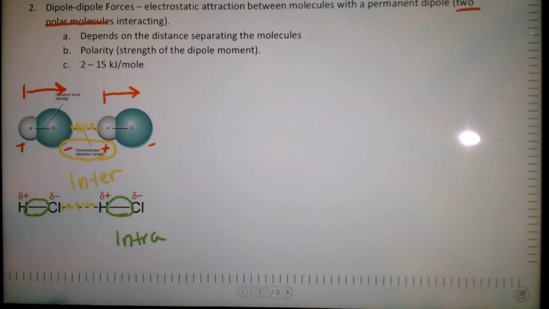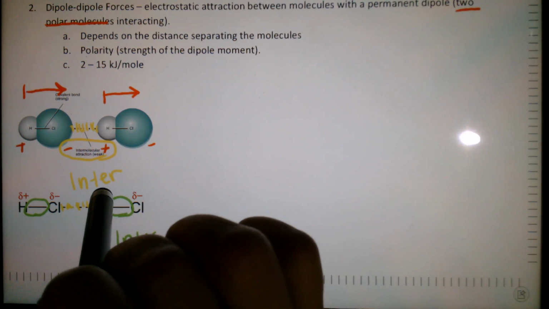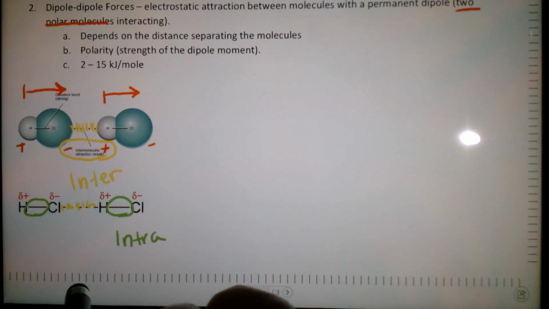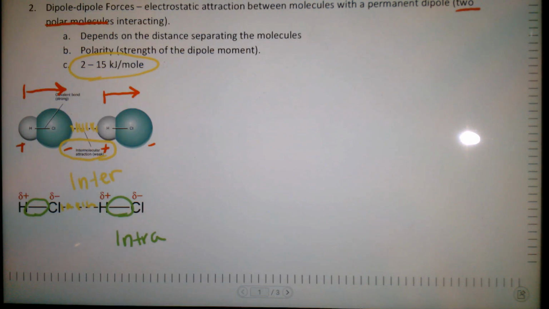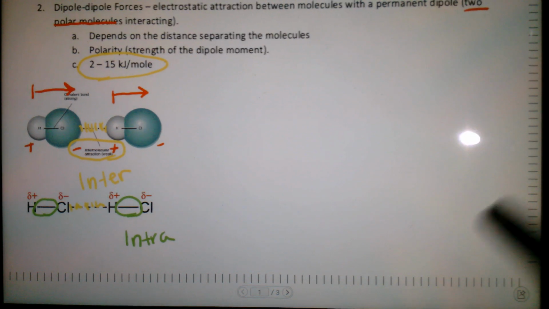It depends on the distance separating the molecules. If you get them closer together, that attraction is going to be much stronger. It also depends on the polarity, the strength of the dipole moment. If you have a much larger positive charge on, say, your hydrogen here, and a much larger negative charge, so the magnitude of that dipole is more, then it's going to have a stronger attraction. Typically we see between 2 and 15 kilojoules per mole for a dipole-dipole force. The next one you've probably heard of before.